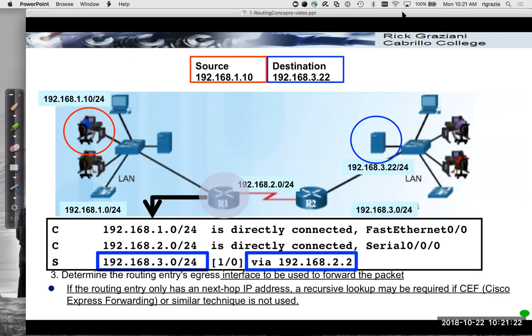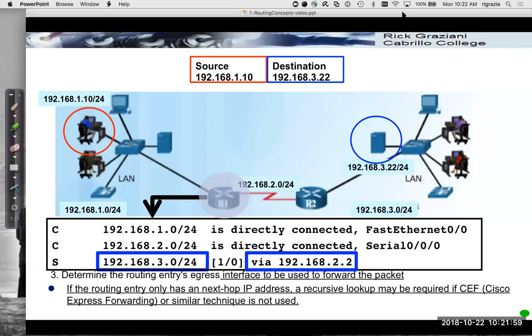If a routing entry only has a next hop IP address and does not also include an exit interface, a recursive lookup may be required. Now, in today's Cisco routers, starting with IOS 12.0, Cisco uses something called Cisco Express Forwarding. We're going to talk about that more in a moment, and also in later videos. In this case, even though the routing entry doesn't include the exit interface, it is automatically determined.